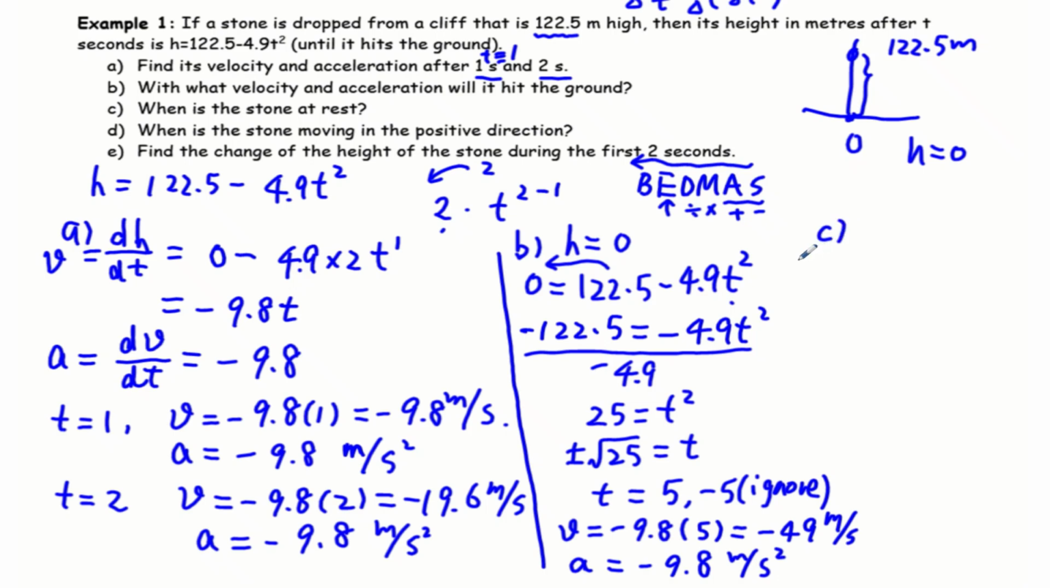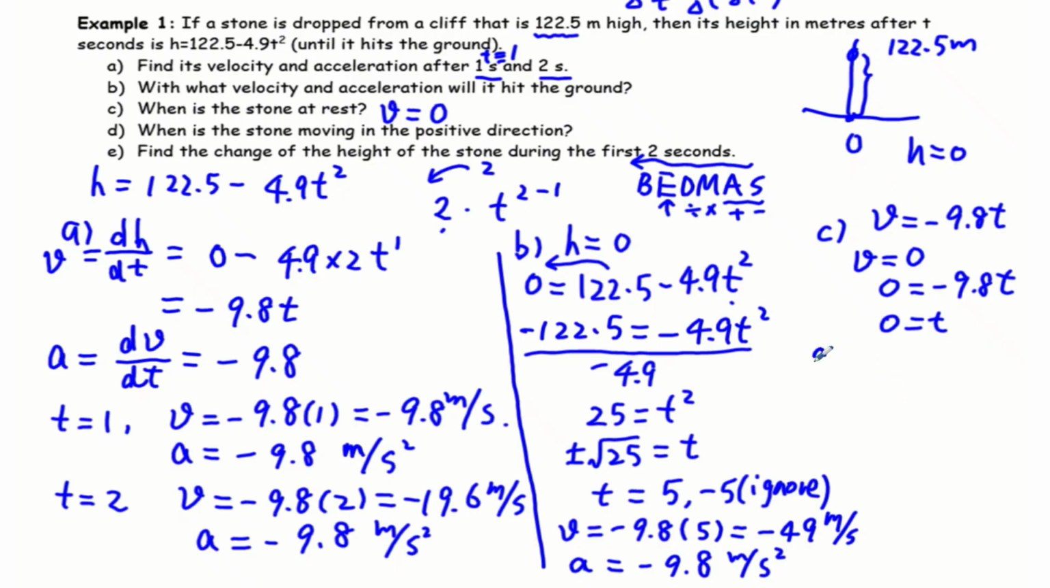Then for question C, it asks you when the stone is at rest. At rest means stay still. V equals 0. So we have an equation for v, v equals -9.8 times t. Now in this equation we have two variables. If you want to find the t, v needs to be given. So at rest v equals 0. Then you will see t equals 0. So it is only at rest when it starts to drop. So t equals 0, it is at rest.